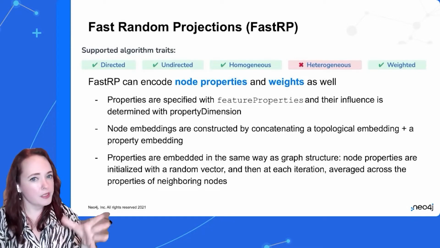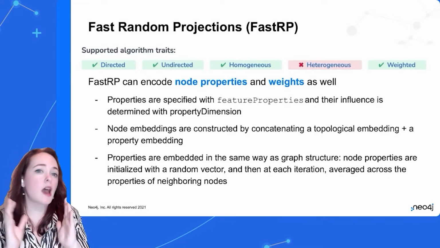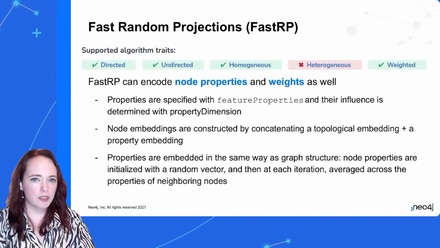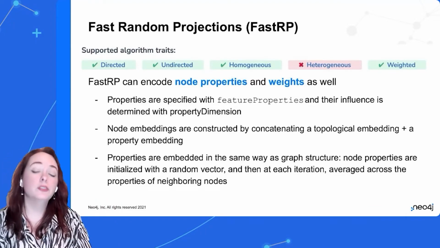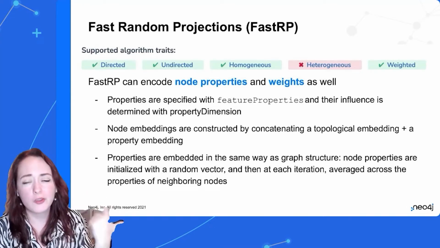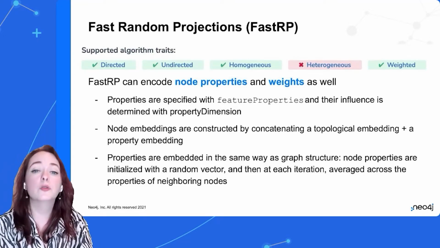The node properties get initialized with a random vector. At each iteration, they're being averaged with the node properties of neighboring nodes. So then you end up with your topological embedding and your node property embedding, and you're able to represent both in your embedding. And if you're still struggling to wrap your head around it, I'm going to pass it off to my colleague Zach, who's going to give you a quick demo.